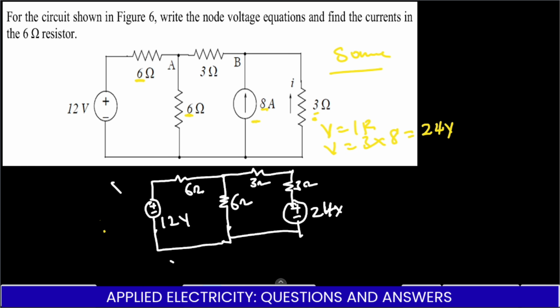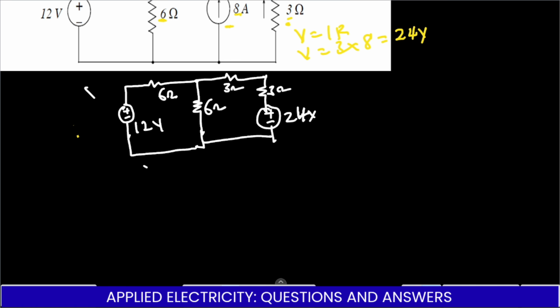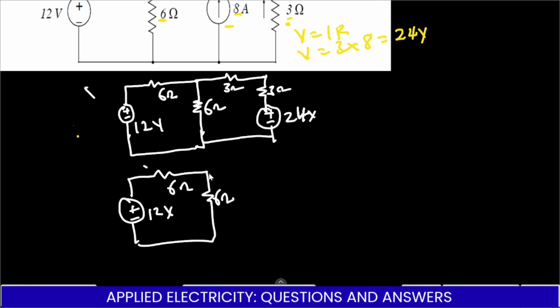So we can redraw the circuit again and resolve it very well, where we have our voltage source, which is the 12 volts, and then our resistance, which is 6 ohms, another resistance which is 6 ohms again, and then finally we have the resulting resistance, the two 3 ohms, which will give us 6 ohms, and then finally we have our voltage source, which is 24 volts.